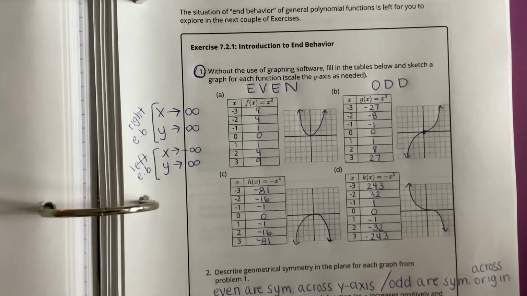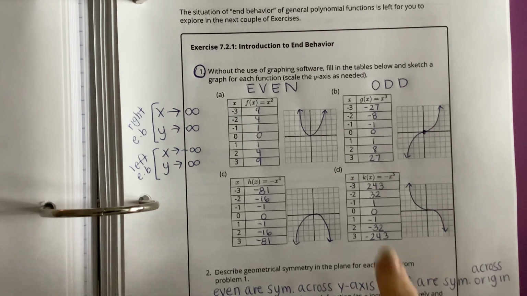The only thing that's going to change from question to question is this right here. It's always going to say as x approaches infinity, y approaches something. As x approaches negative infinity, y approaches something. You're just filling in what's happening with y, because you're always going to go left and right. So I want you guys to try to do B.